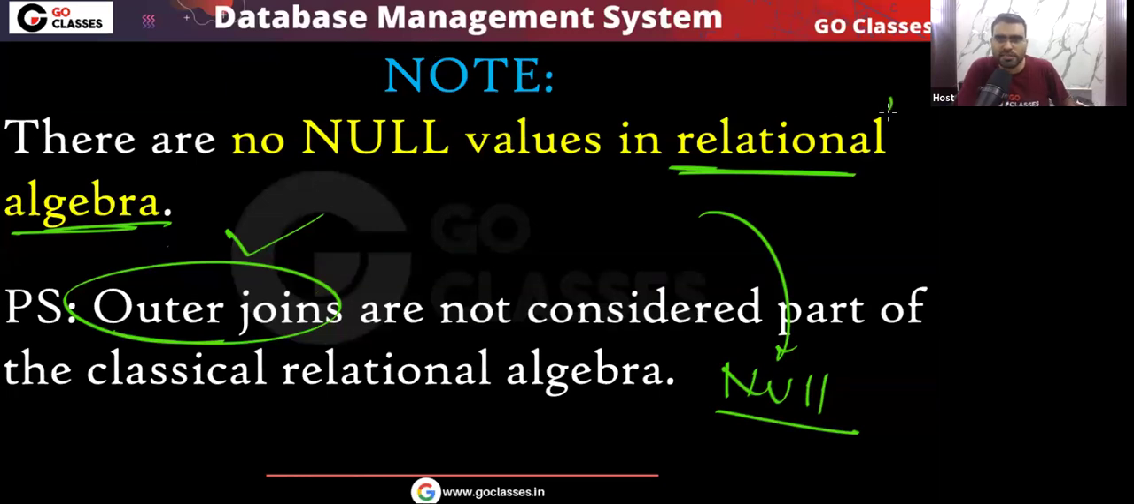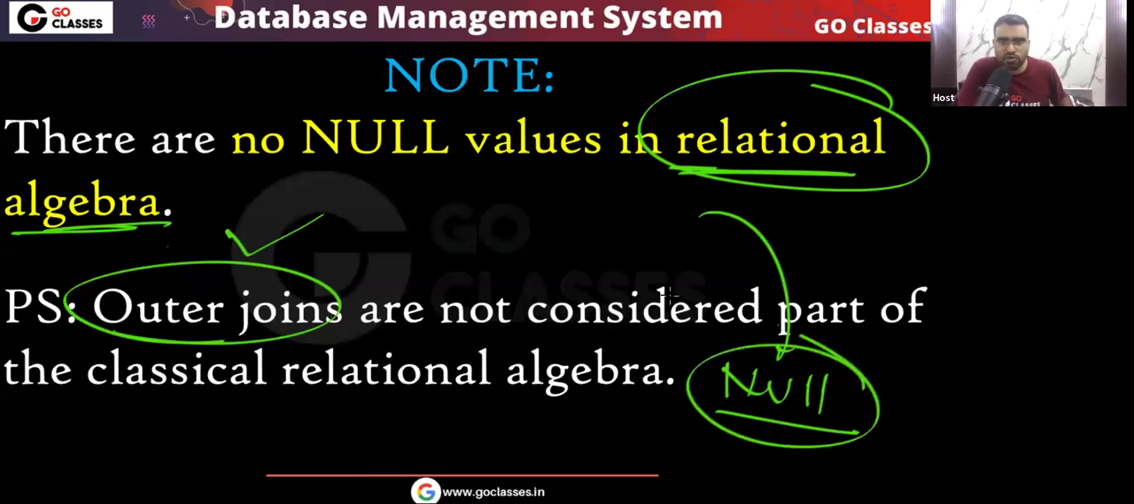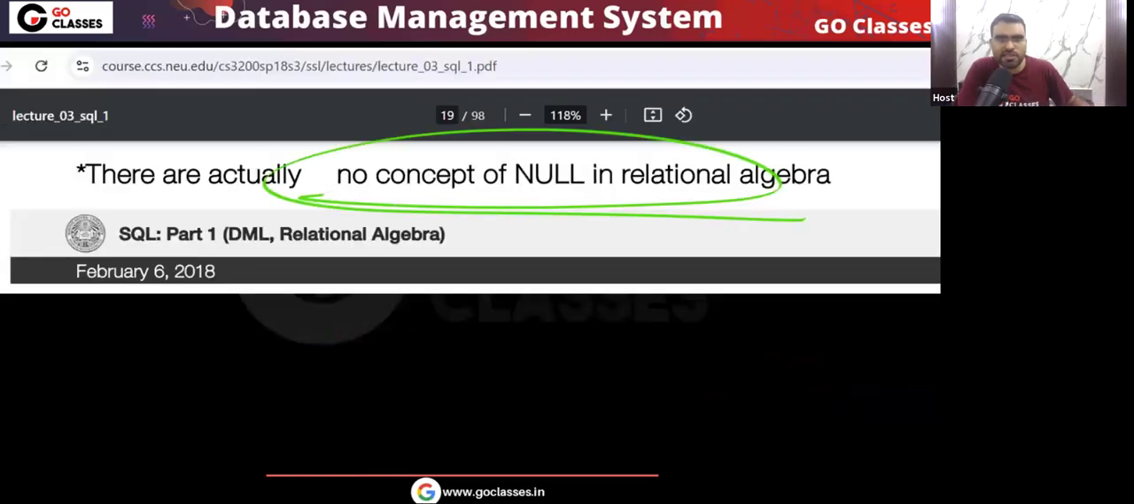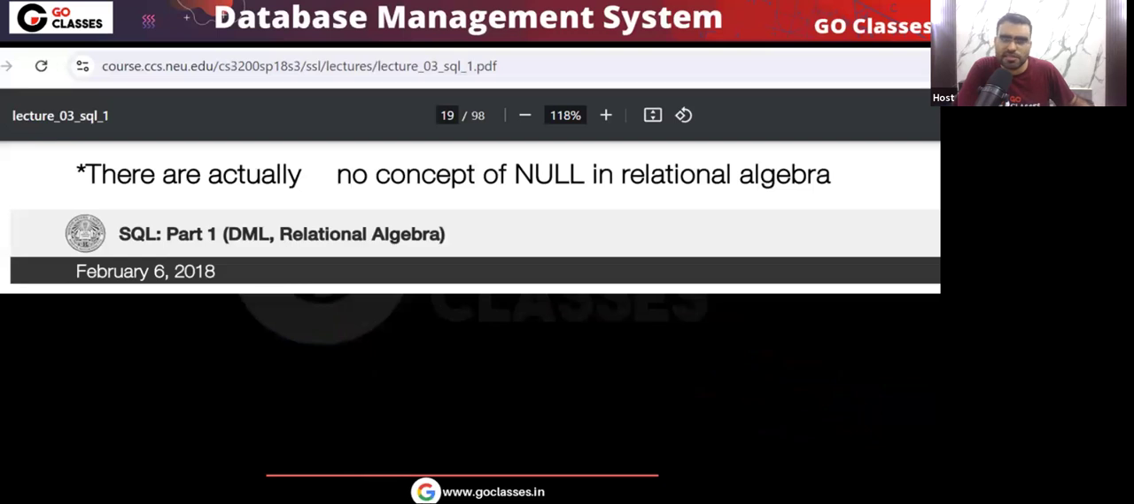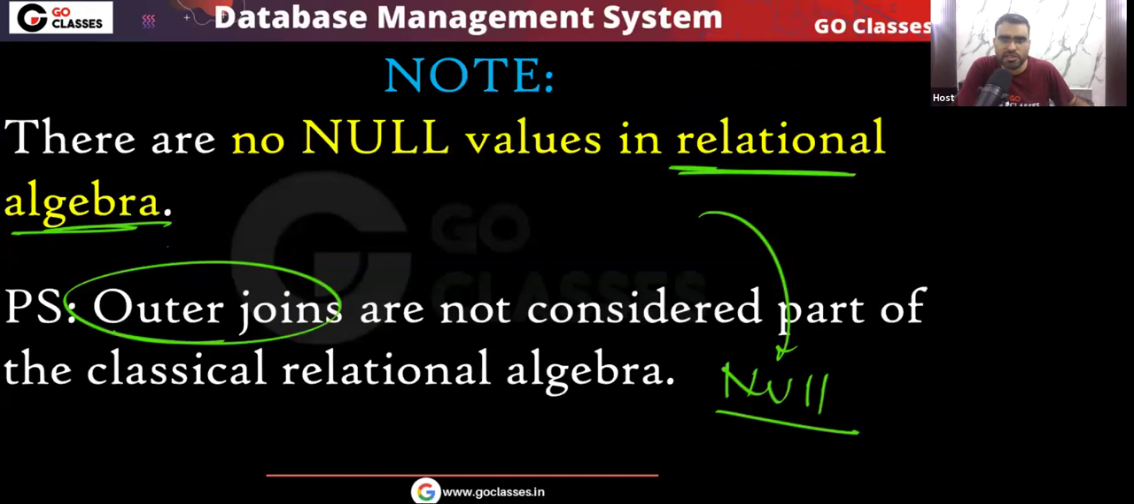So you might be thinking, sir, in relational algebra we have the concept of outer join, and when we apply outer join, null values will be inserted. Then why am I saying that there is no concept of null values in relational algebra? Can anyone tell me? What is the reason?